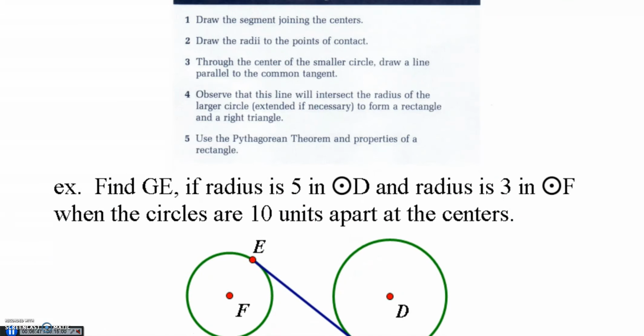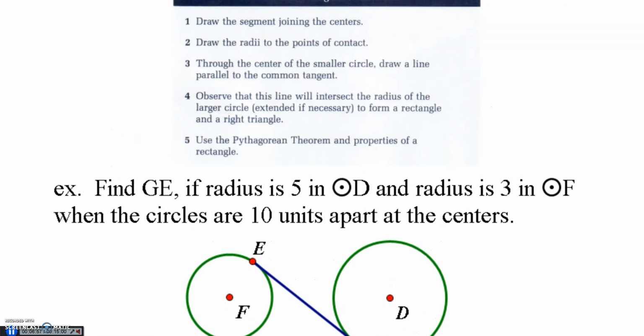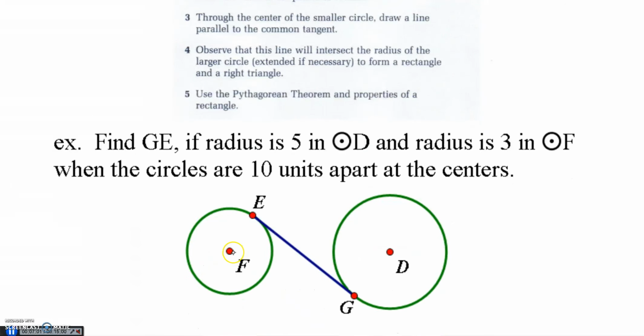Find GE if the radius is 5 in circle D and the radius is 3 in circle F when the circles are 10 units apart at the centers. So the first thing I want to do in this procedure is draw the segment joining the centers. So I will. I'm going to draw segment FD. And this problem told me that the circles are 10 units apart at the centers. So this segment I just drew here has to be 10 units long.